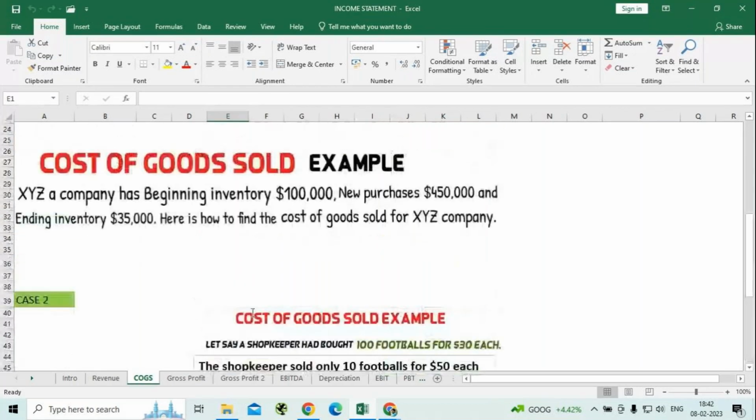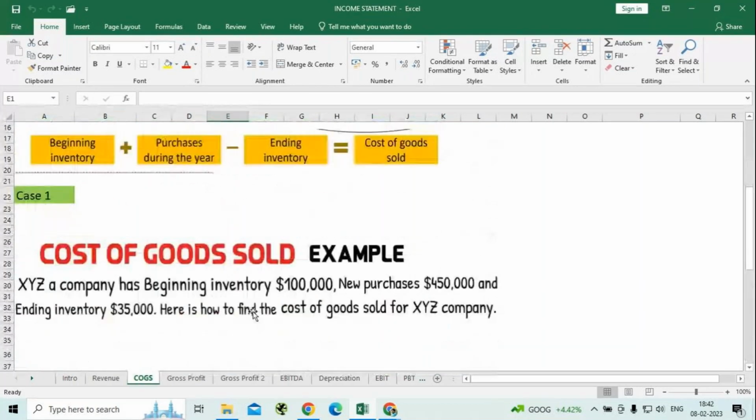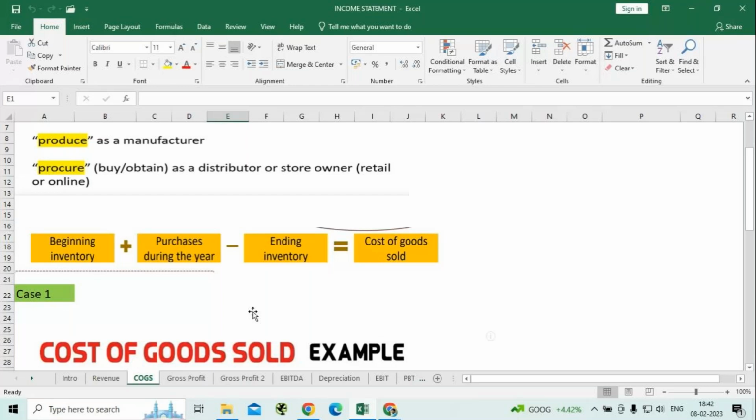So here we have a formula. Yesterday when we discussed the formula, what we implemented when inventory is involved was number of units sold into purchase cost. When it comes to revenue, it is number of units sold into sales price. But when it comes to COGS, it is number of units sold into purchase cost.